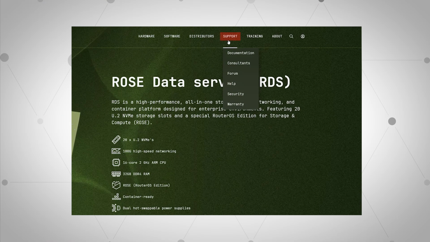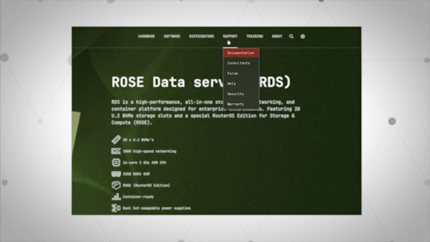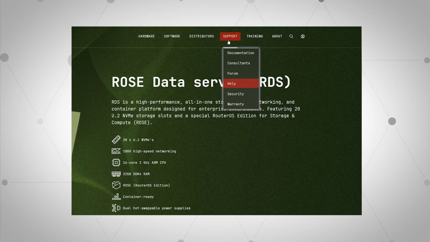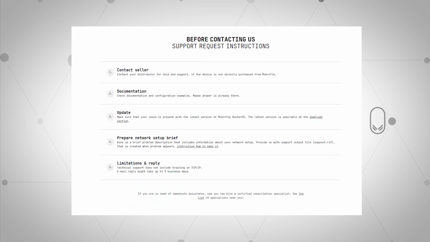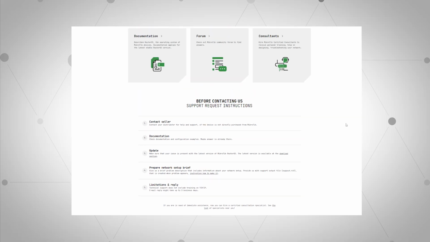The support menu includes 6 subcategories: documentation, consultants, forum, help, security, and warranty. Note that support and help both lead to the same support page. After you open it, you'll see direct links to documentation, consultants, and the forum, plus a short step-by-step setup for submitting support requests. If you need help right away, you can hire a certified MikroTik consultant.